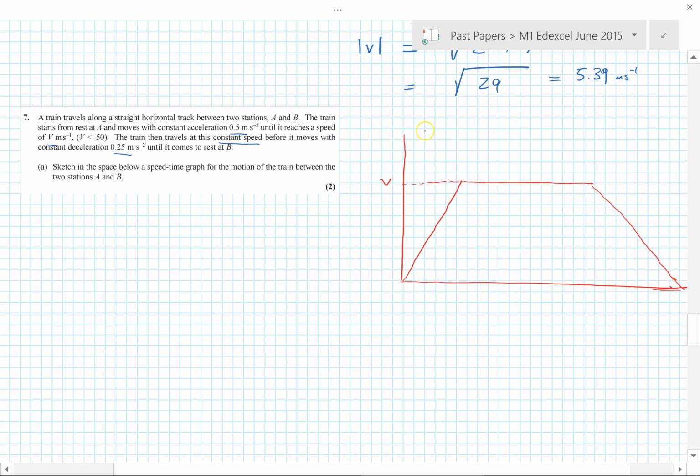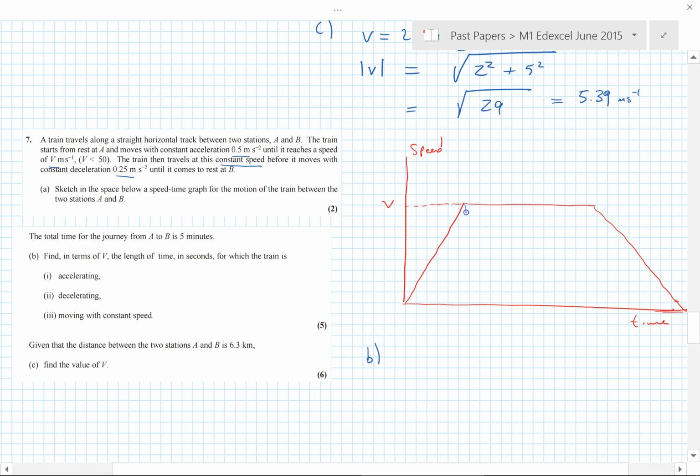and let's call that speed and time. I think that's all we really want. So the motion of the track between A and B, we don't really need to show anything else at this stage anyway. Right, moving on to the next part.